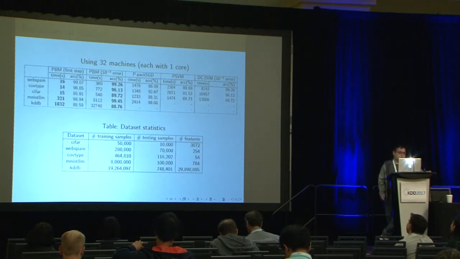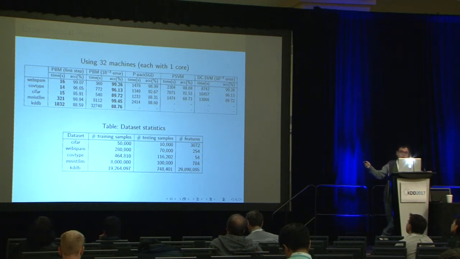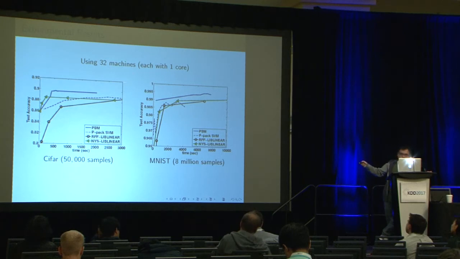The experimental results. So first we compare with distributed kernel SVM solvers, PPack SVM and PSVM. We are much faster than them. So we can get a very accurate solution in maybe several minutes. And if you just want an approximate solution, we can do it in several seconds. And then this is a figure where we compare with RFF, random Fourier features. So you can use RFF or Nystrom approximation to the kernel and then use OpenMP LIBLINEAR to solve it. And we are still better than those algorithms.